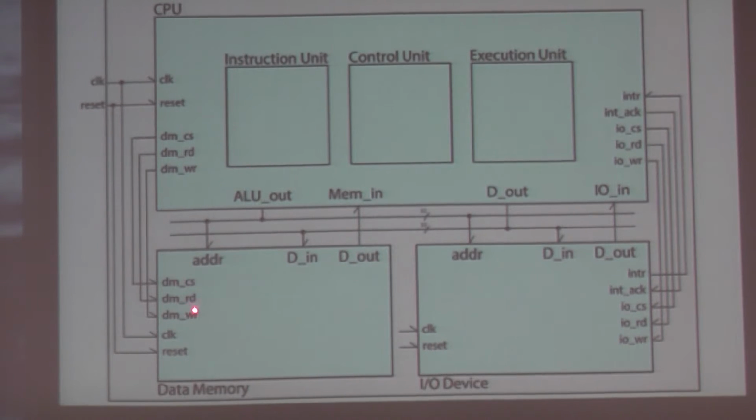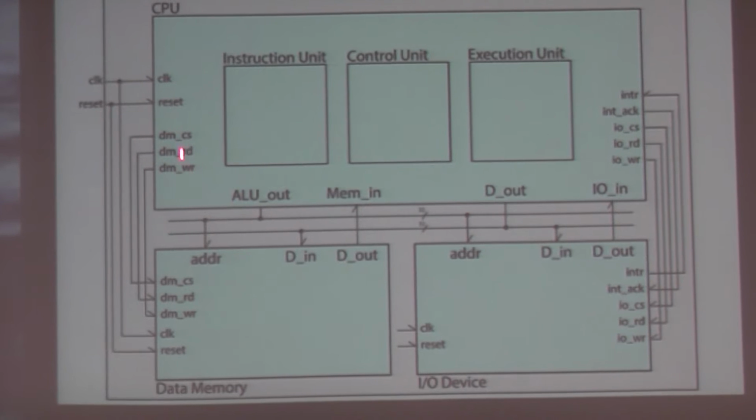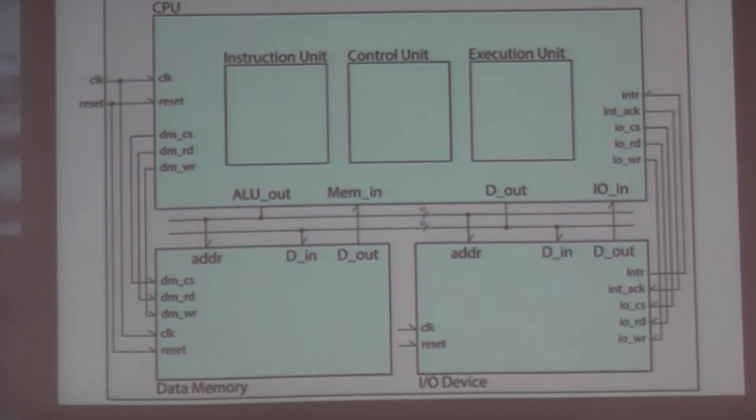You can see the control signals here. You have chip select, read and write selects for both I/O and data memory. So we assert these depending on if we want to read or write, or deassert them if we are not using them.